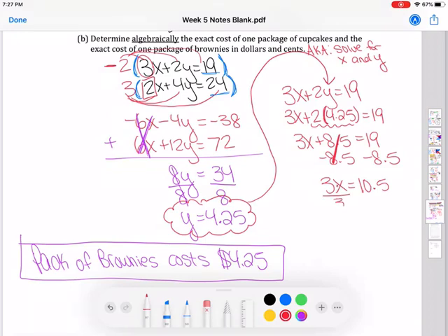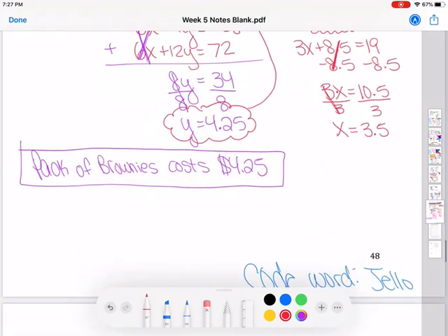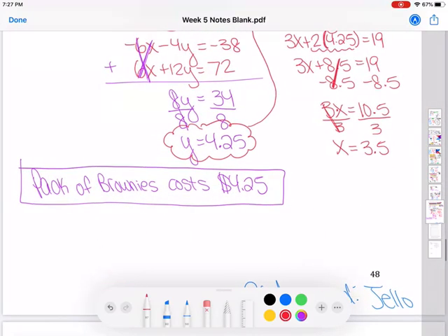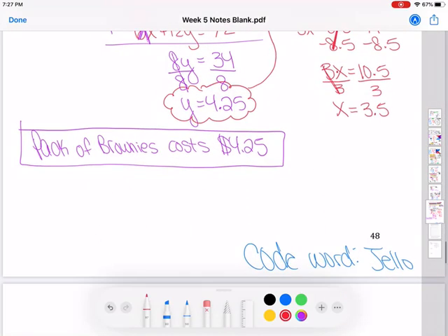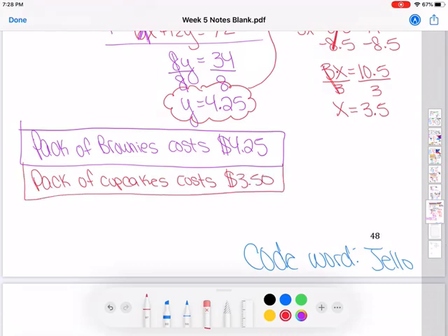And then we're almost done. To get x by itself, I have to get rid of that times 3. So I'm going to do the opposite and divide both sides by 3. And I get that x is equal to 3.5. Which again, think of it in terms of the problem. That represents the cost of cupcakes. And it does make sense. So that means that a pack of cupcakes costs $3.50.